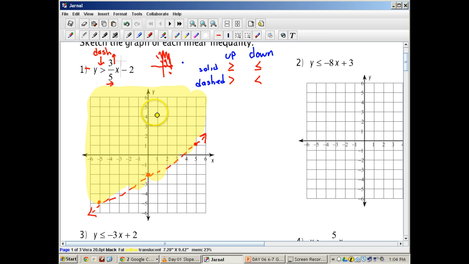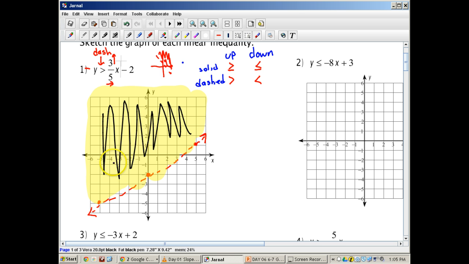Okay. Now your shading doesn't have to be quite that elaborate. You can just do something like this, and that's fine. I understand that that's the side you mean that needs to be shaded. Okay. Both. Yeah, there we go. It's easier to see that way.